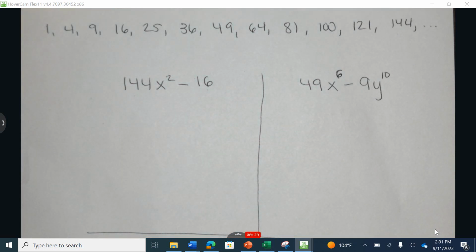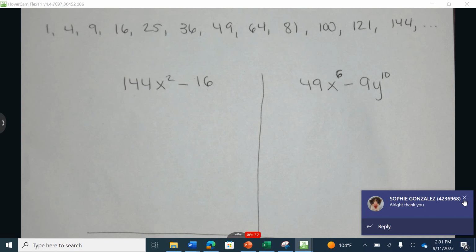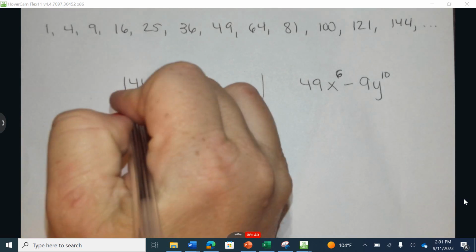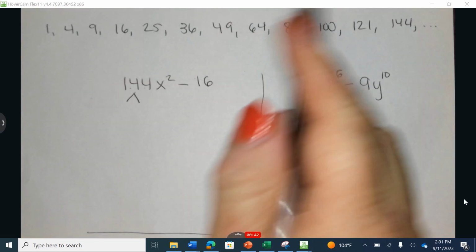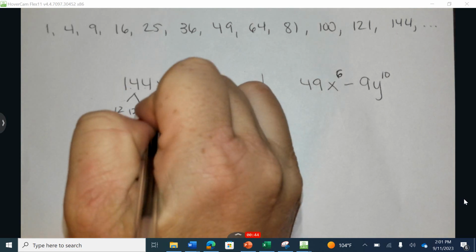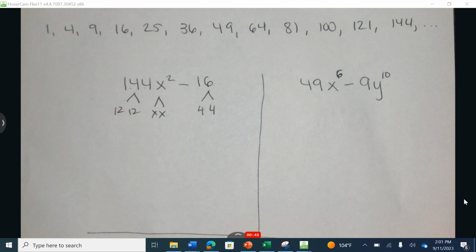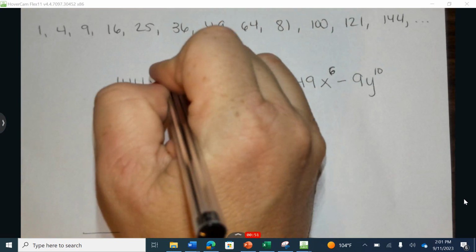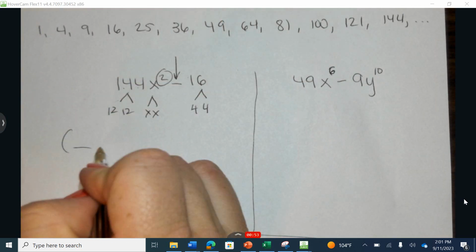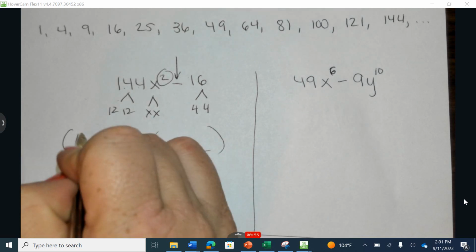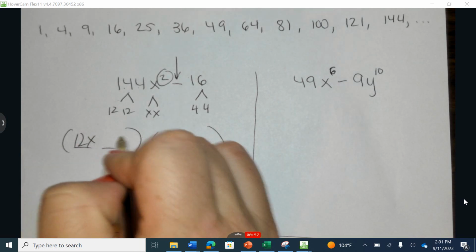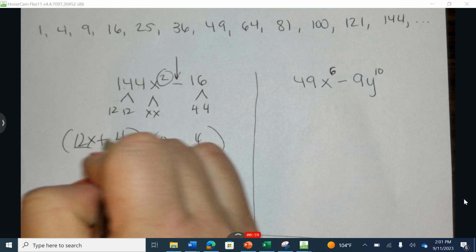Some of you may recognize that in order to factor this, we're able to actually factor out a numerical value. Others may not recognize that right away. So what can we do? Well, we know that 144 breaks into 12 times 12, x times x, and 16 breaks into 4 times 4. So because I have subtraction, and this is divisible by 2, I may start by writing it with the 12s in front, the 4s in back, 1 addition and 1 subtraction.